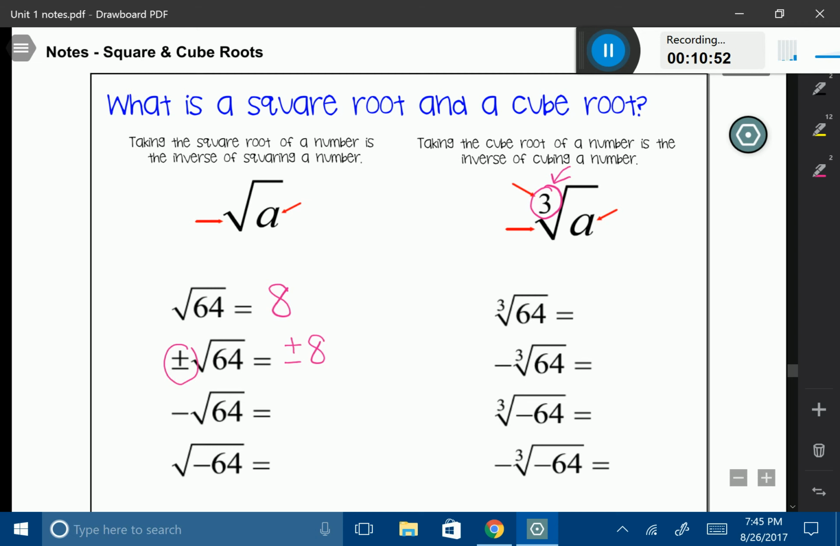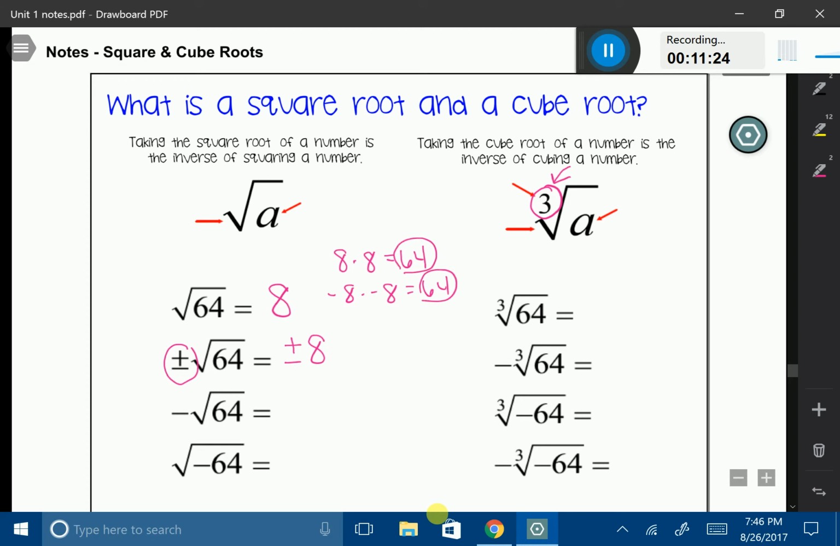Basically, what I could say is, can I say that 8 times 8 is 64? And can I say negative 8 times negative 8 equals 64? So really, the positive and the negative number 8 will give me the square root of 64, because I can take those numbers and multiply them to give me that number underneath the root, which is 64.